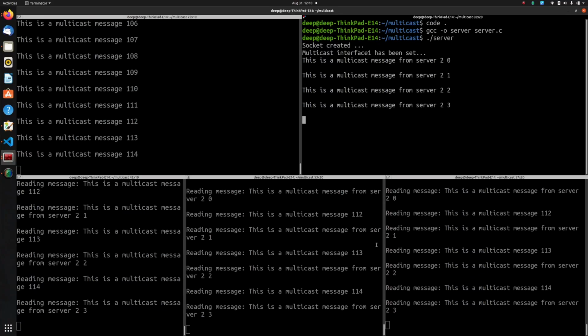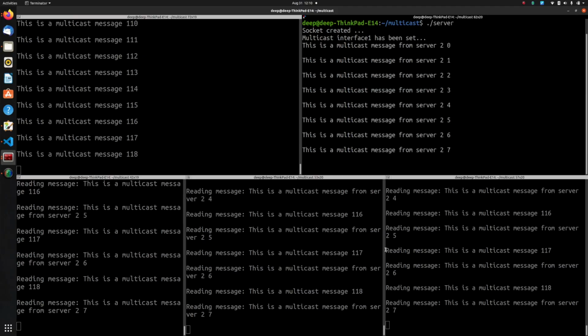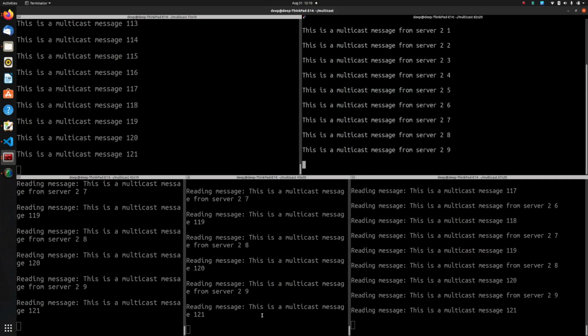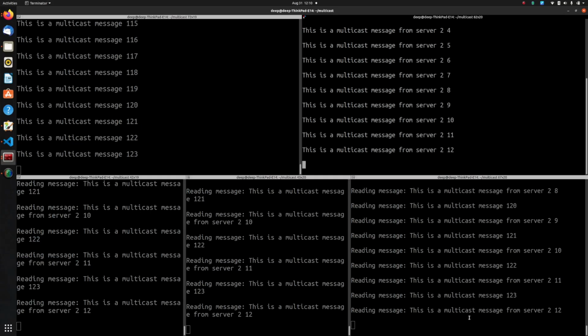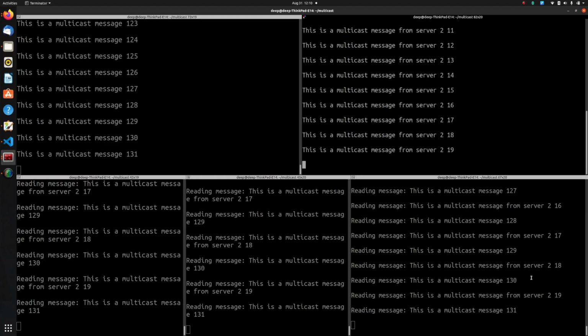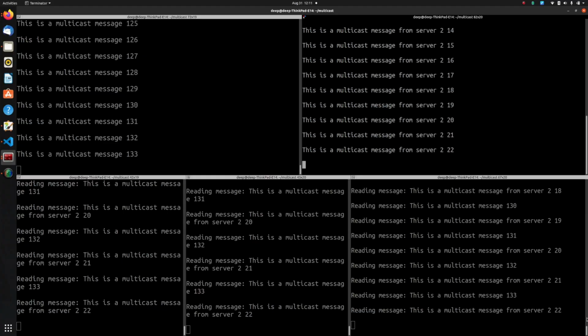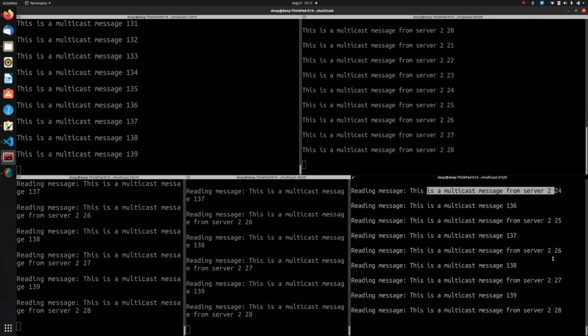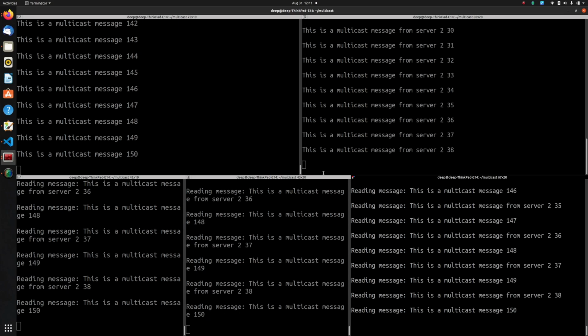And look at this. What it pretty much says is that this is a multicast message from server 2. So now the clients are getting multicast datagrams from both the servers, and they're arriving alternately. I'm getting both the one from server 2 as well as from the original server, like both the new server 2 transmitter and the original server transmitter.